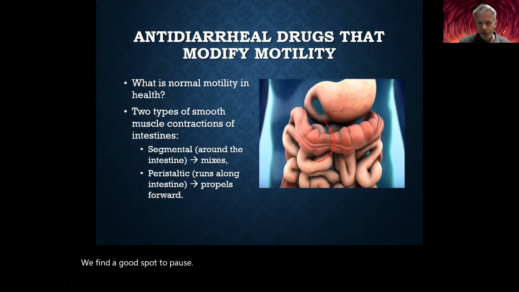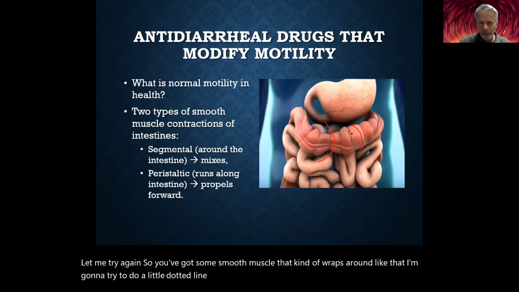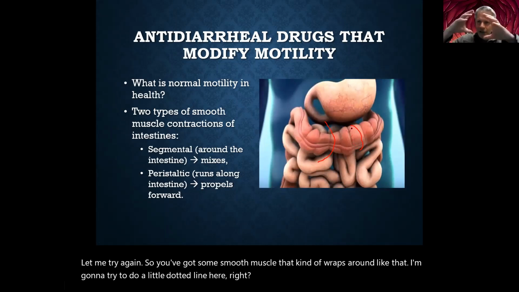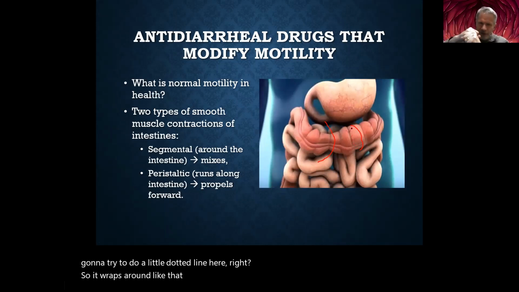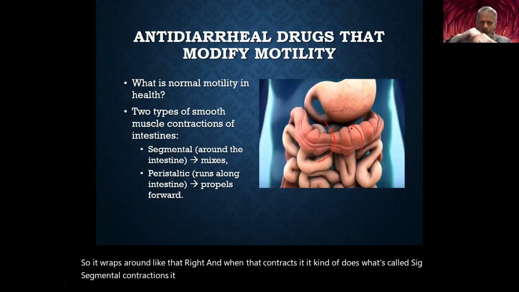So you've got some smooth muscle that kind of wraps around like that. I'm going to try to do a little dotted line here, right? So it wraps around like that, right? And when that contracts, it does what's called a segmental contraction. It kind of squeezes like that, right? It's not moving things forward or backward. It's just kind of mixing.